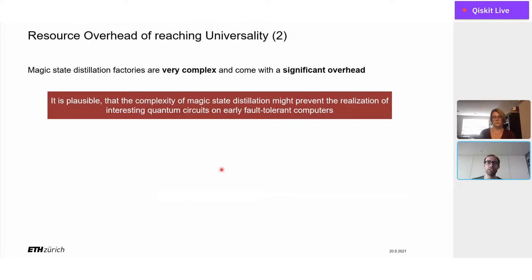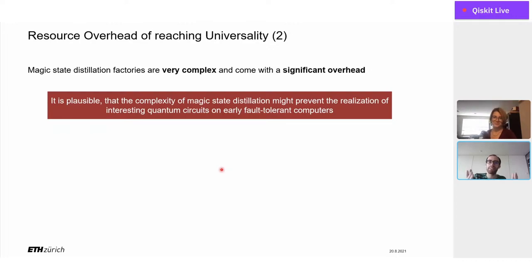And as it turns out, these magic state distillation factories are, first of all, extremely complex, and they come also with a significant overhead, right? As I told you, most likely a large portion of your chip is only going to be used to produce these magic states for these T gates.